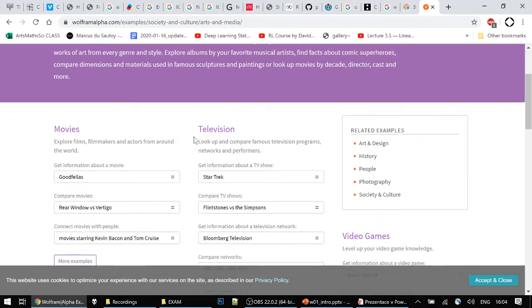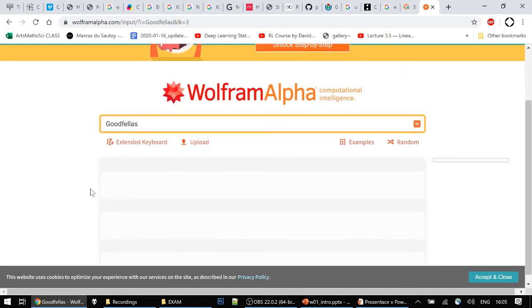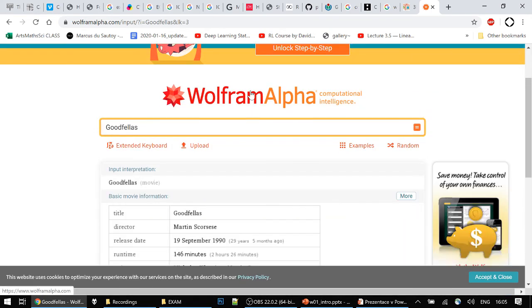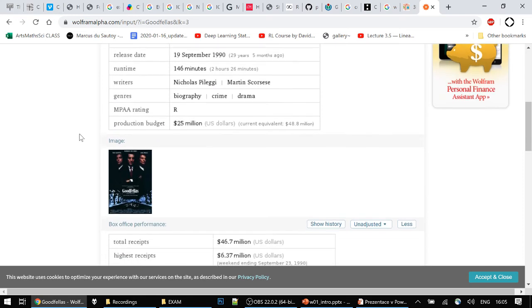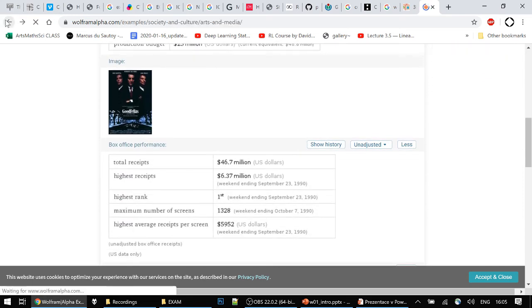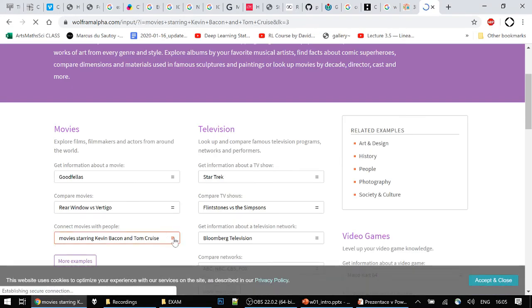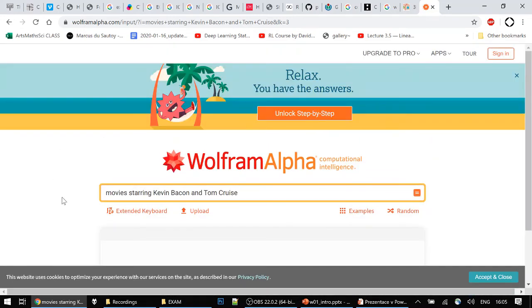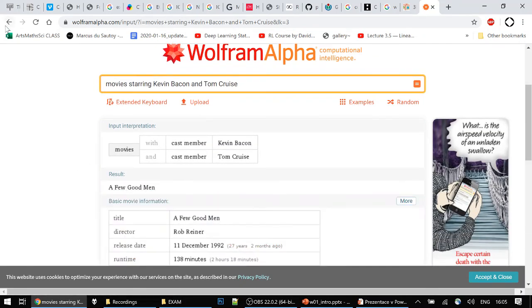So this works similarly. You can look at the information on the film Goodfellas, for example, and if you just input Goodfellas, it will give you some information here. So it's like a smarter Google, a little bit. I think it will get this information from somewhere, probably Wikipedia, but these are some stats. Or, I don't know, movies starring Kevin Bacon and Tom Cruise. There are some examples of searches that other people did. And yeah, there is just one film with both of them.